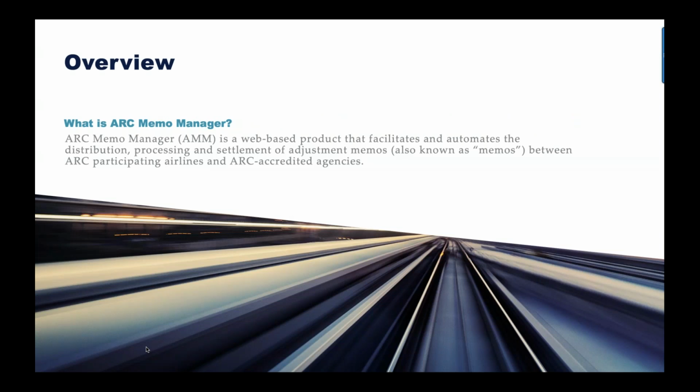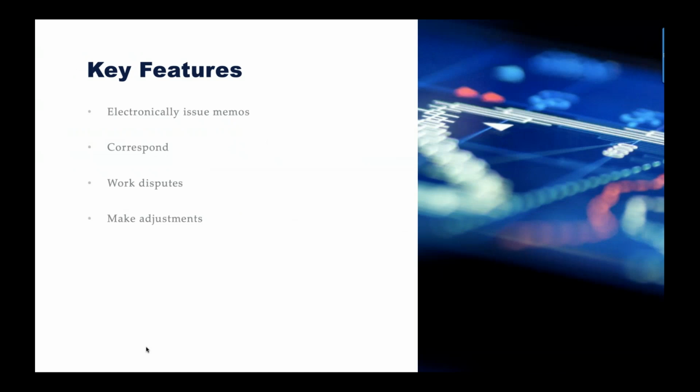Well, ARC Memo Manager, also known as Memo Manager for short, is a web-based product that facilitates and automates the distribution, processing, and settlement of adjustment memos between you, the airlines, and ARC accredited agencies. Basically, when you issue your adjustment memos, you load them into a centralized location, a web-based application that's accessible to our ARC accredited agencies. So some of the key features of ARC Memo Manager is that, number one, you are able to electronically issue memos, have them loaded into ARC Memo Manager so that the agents can access it.